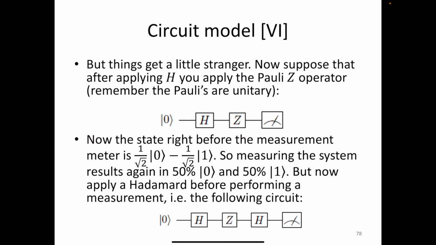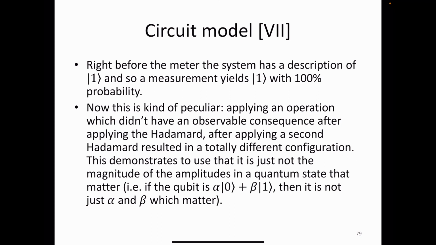But then if we apply a Hadamard before performing a measurement, so for example in that circuit, we have our Hadamard here taking this state into 1 over square root of 2, 0 plus 1. We apply that one, which shifts the relative phase. Then we apply Hadamard again. We will definitely end up with the state 1 with 100% probability, right? So this is kind of peculiar. Applying an operation which didn't have an observable consequence after the first Hadamard resulted, after applying a second Hadamard, in a totally different configuration.